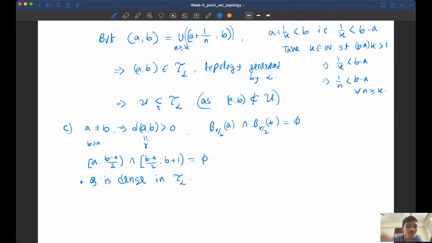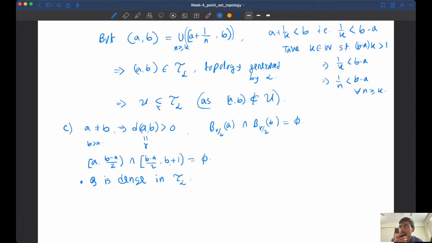The topology is finer, so there are more open sets than in the usual topology. Yeah, there are more open sets. So I might have some open set which does not intersect Q at all. That will say that Q is not dense, if we can find such an open set.